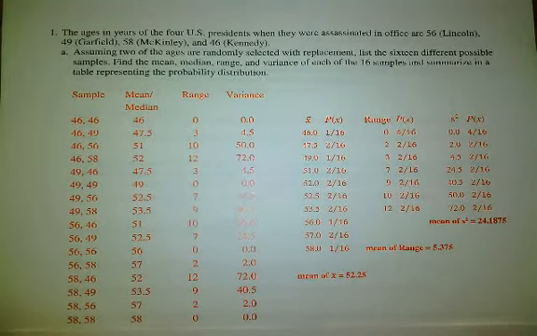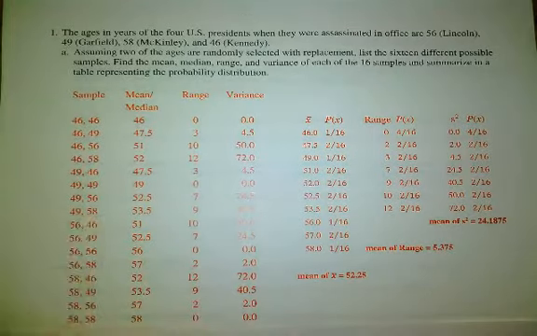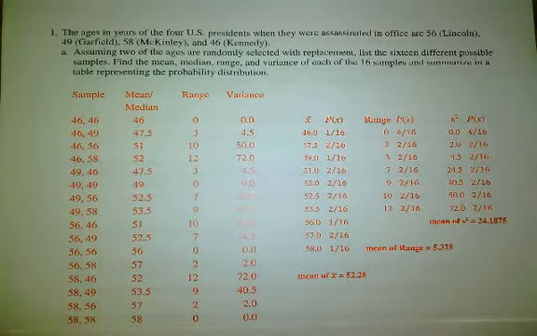So, assuming 2 of the ages are randomly selected with replacement, list the 16 different possible samples, and you can see they're listed here. Now they're listed in a kind of order, but randomly any one of those could be selected. And we want to find the mean, median, range, and variance of each of the 16 samples, and then summarize them in probability tables.